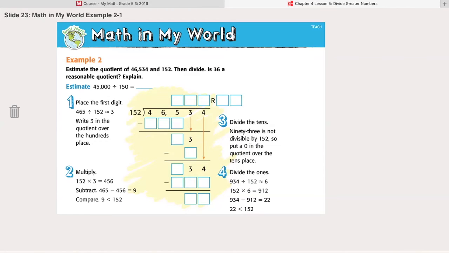Example 2. Estimate the quotient of 46,534 and 152. Then divide. Is 36 a reasonable quotient? Explain. Okay, so let's first estimate. We're really looking for a compatible number. So they've given us 45,150 because 15 fits evenly into 45. And it fits in 3 times.